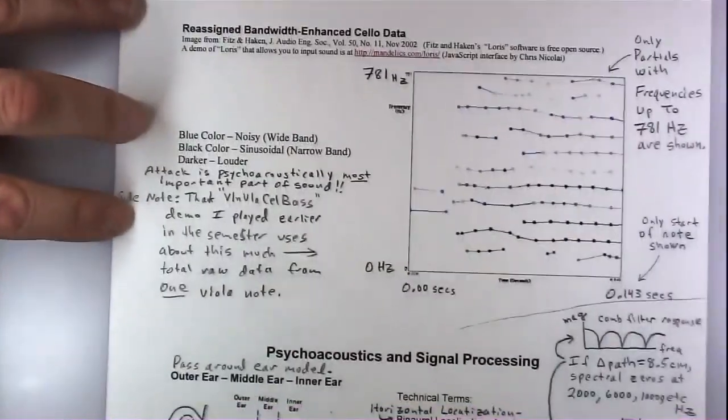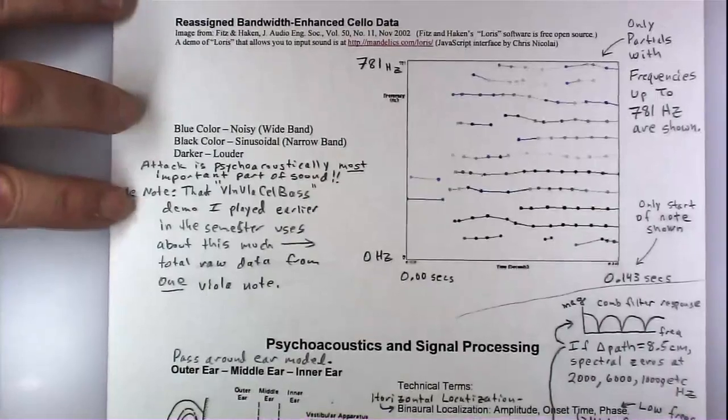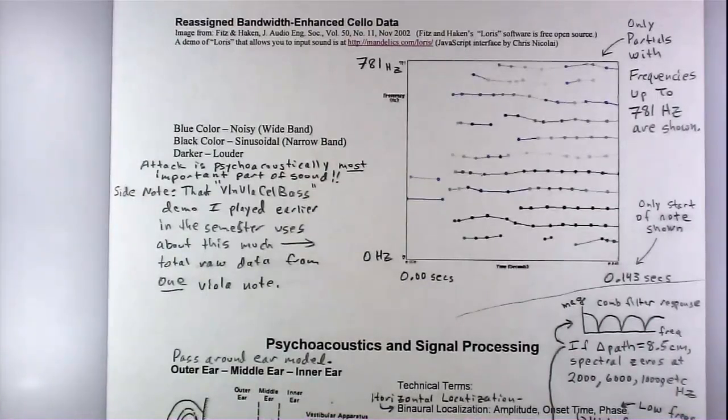All right, so here's the third page. This doesn't project real well, but this is reassigned bandwidth enhanced cello data from a real cello tone. So this is 0 to 781 and 0 to 0.143. This is a graph that shows you the cello analysis. Unfortunately, this projector doesn't do it so well, but it's only showing the first 0.143 seconds, and it's only going up to 781 hertz. The half sample rate is around 20-some kilohertz. So it's showing the lower frequencies of the beginning of a sound.